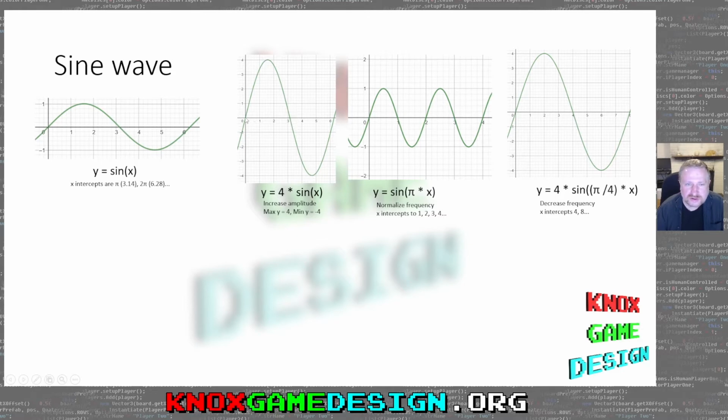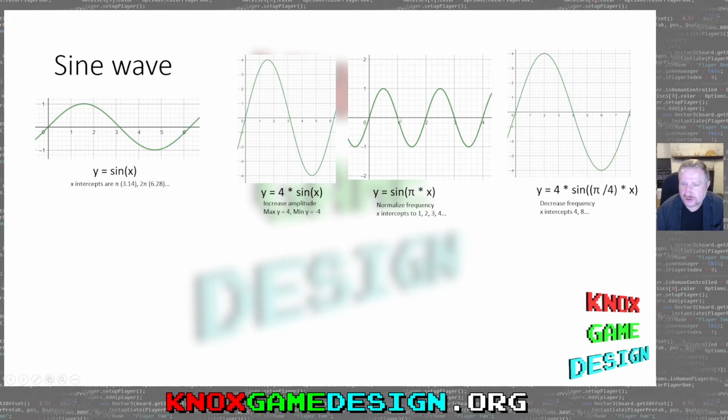But what if we want this to start at x coordinate 0 and cross over at x coordinate 4? Well, what we need to do is kind of normalize where it crosses. And how you do that, you can do y equals sine, and then in parentheses do pi times x. And what that will do is make it cross the x-axis at 1, 2, 3, and 4. So for every unit, it's going to cross the x-axis. So it changes the x-intercepts to 1, 2, 3, 4, and -1, -2, -3, and -4.